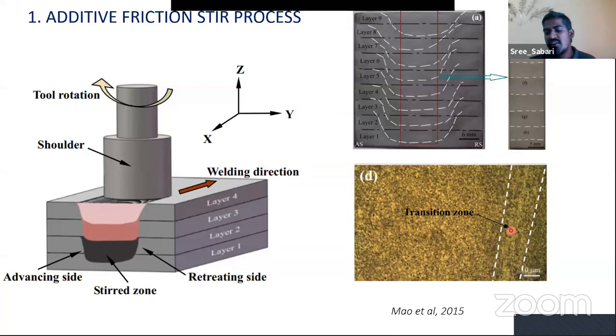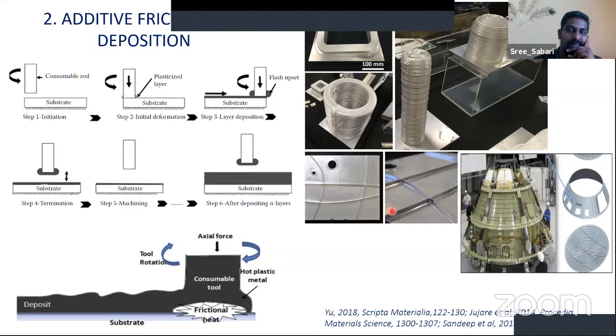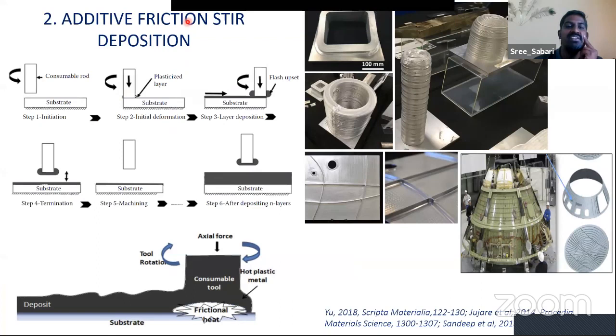The next process based on the friction based welding process is additive friction stir deposition. What is the difference between the previous process and this process? In the previous process, we used a rigid tool, and here we are using a consumable tool. A consumable tool is one that is consumed during the process. So here you are using a consumable rod. It is allowed to rotate and touch the substrate, and it is dragged. While dragging, it leaves material over there.